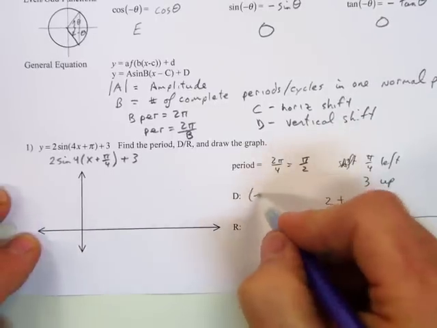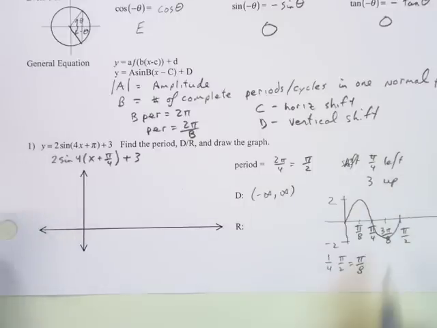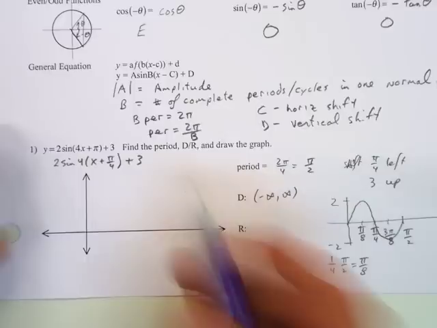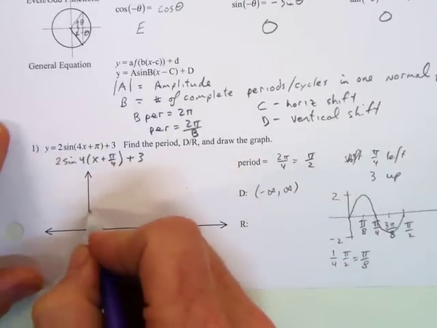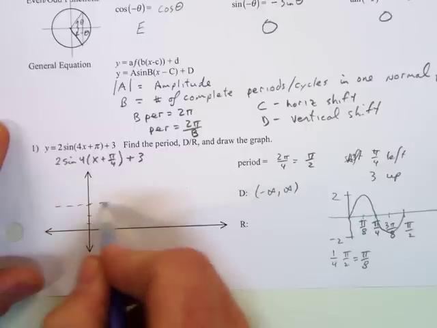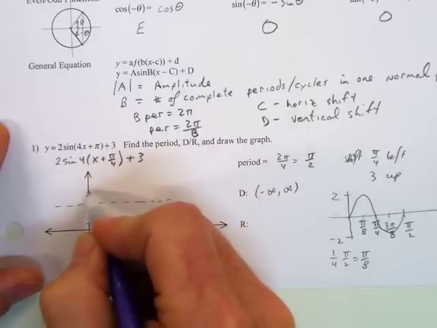Our domain for sine would just be -infinity to infinity. We're going to write that down. We're going to need to do a little bit more to get the range. So we have -2 to 2. Now we're going to shift that up 3 units. We'll go 1, 2, 3. That is where the x-axis is moving to. That is going to be our line of symmetry. I shouldn't say line of symmetry. It's our midline.